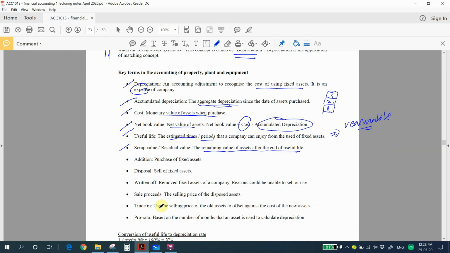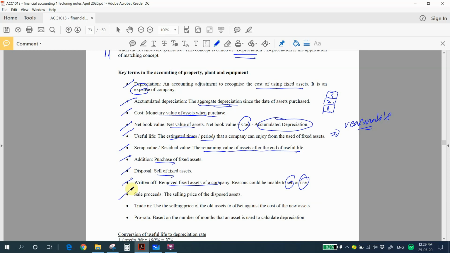Next, addition. When we say addition, it refers to the purchase. Disposal refers to the sale of a fixed asset. Written off means you remove the fixed asset from the company. The reason is that you cannot use it or you cannot sell it. For example, let's say you have a laptop and your laptop is already spoiled. If you go to the second-hand computer shop and you want to sell, they don't want it. Can you still use it? You cannot use it because it is already spoiled. So you have to write it off.